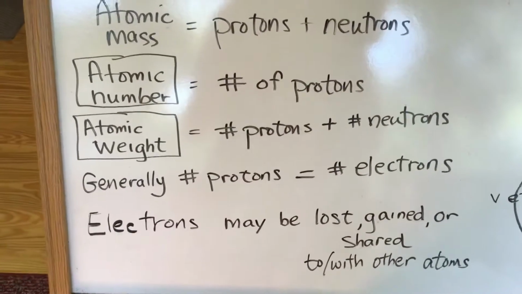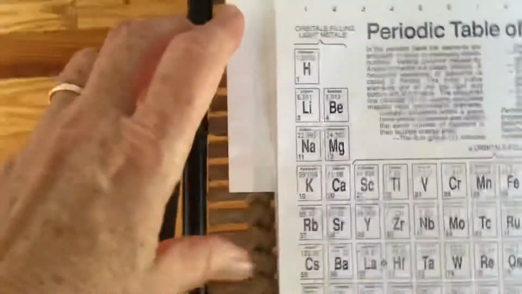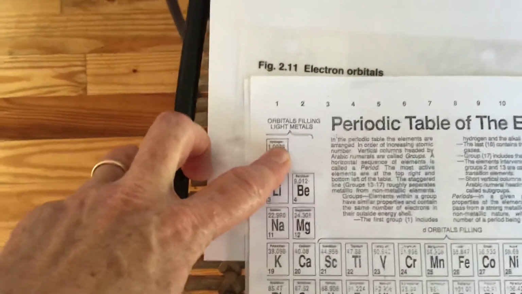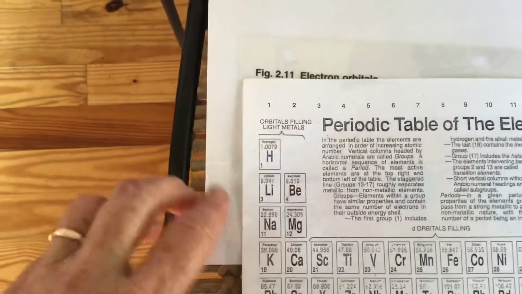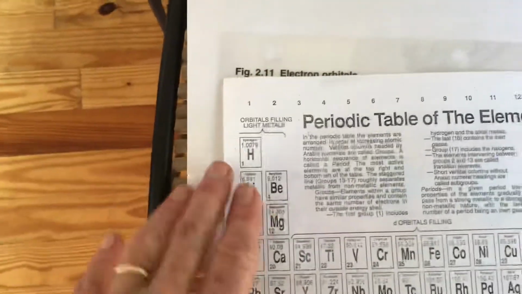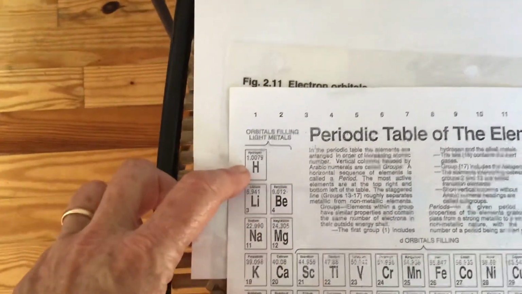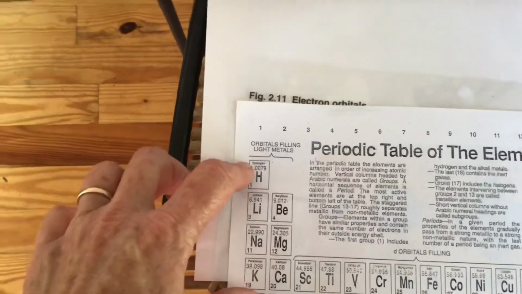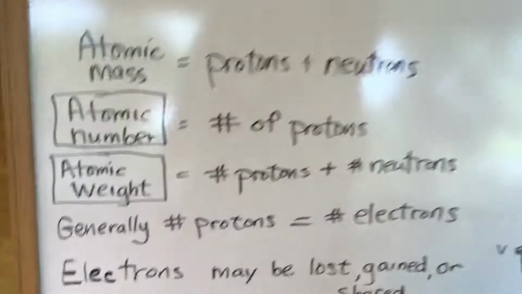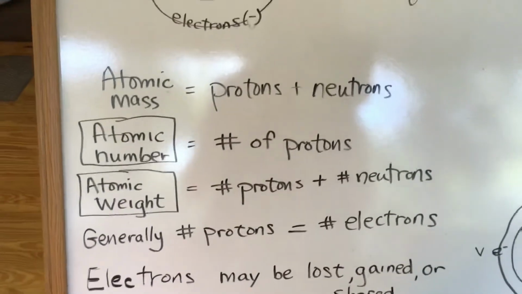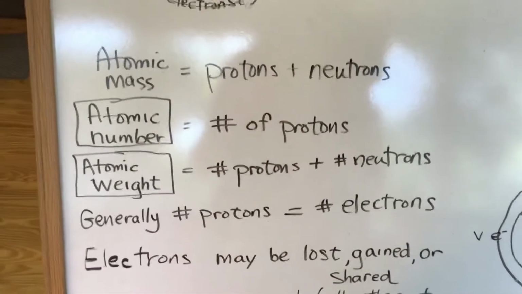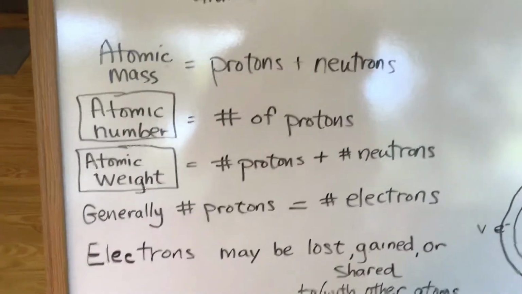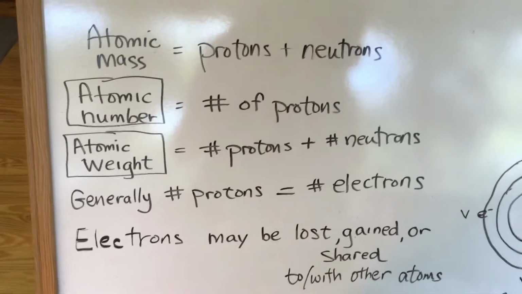The atomic weight, which is in the top left-hand corner of this, up here, this is the average weight of all the naturally occurring forms of hydrogen that exist in nature in their pure form. We'll talk about what that means in just a second. But just so you know, the atomic weight is the number of protons plus the number of neutrons. Now notice that the mass and the weight are similar, and because of that, they're sometimes used interchangeably, okay?